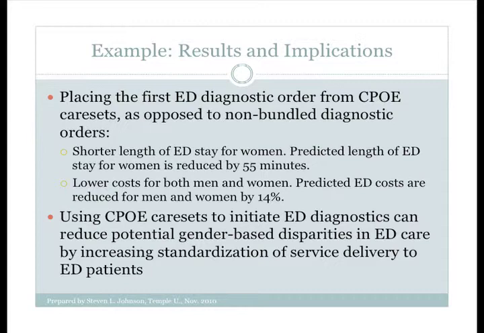The predicted length of emergency room stay was 55 weeks shorter. I'm sorry, 55 minutes shorter when the first order was placed with the care set. And that actually brought it down to the average for men. Okay, so brought within a few minutes of the average for men. So pretty significant difference. And then also, this did lower costs for both men and women. And again, these are statistically significant results. So the predicted cost was reduced by 14%.